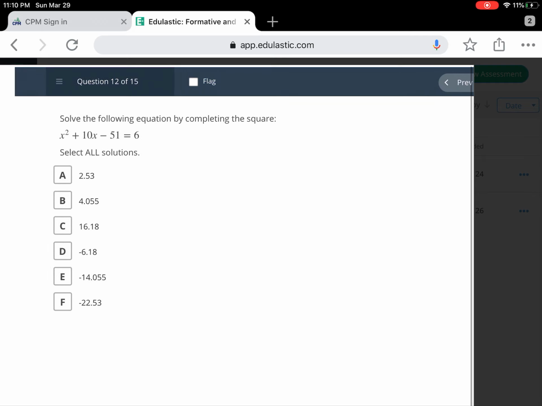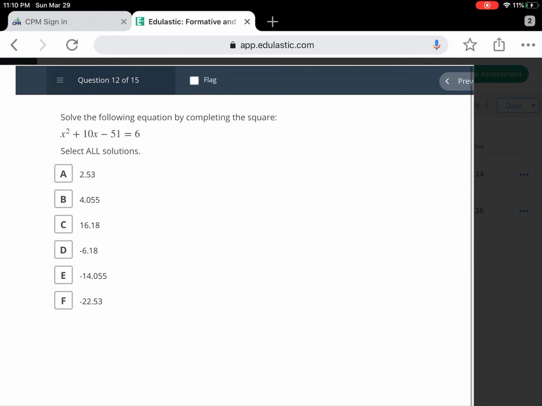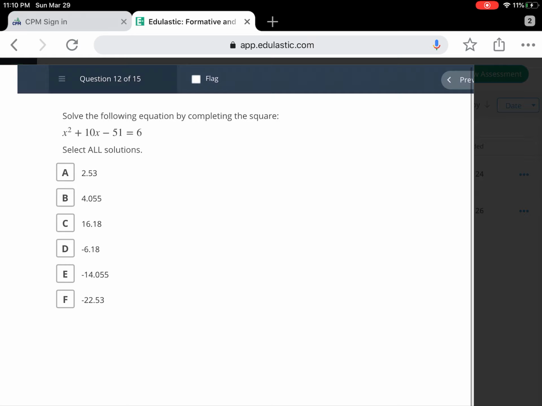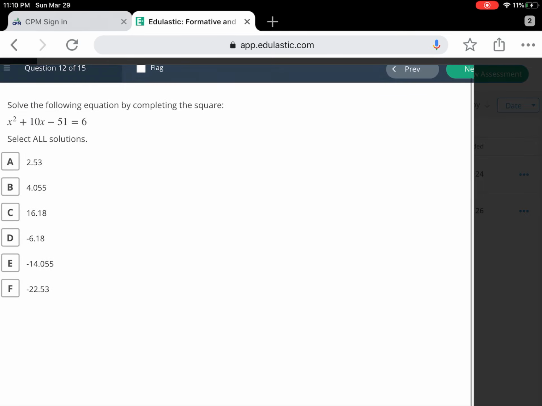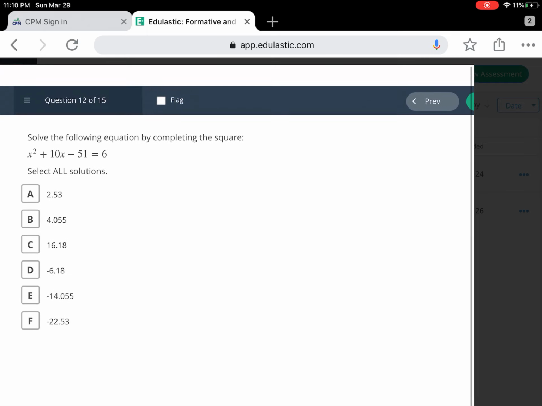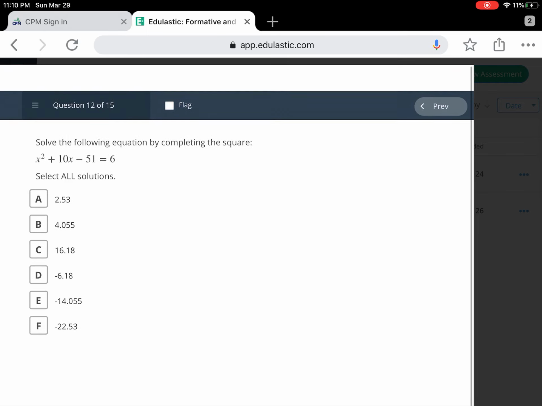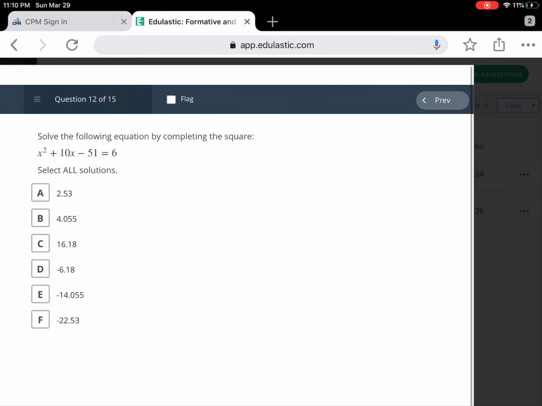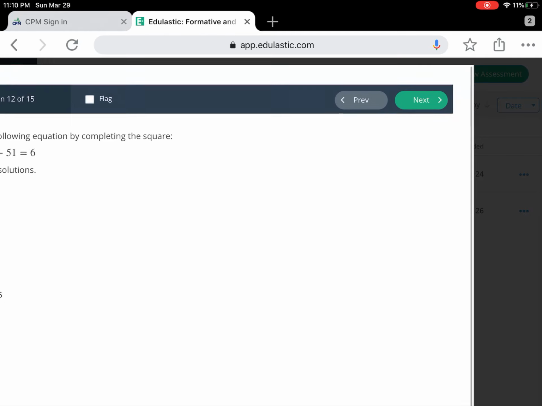And going down the list, they actually left it as negative 14.055. And then 4.055, they didn't round to the hundredths place like I did. They rounded to the thousandths place, but either way, we're rounding correctly.